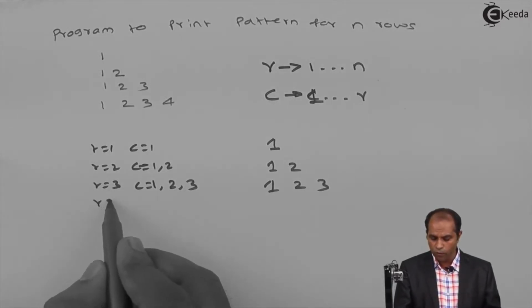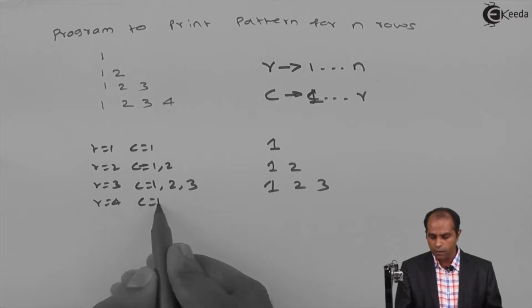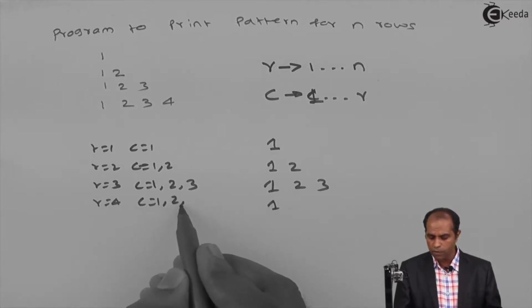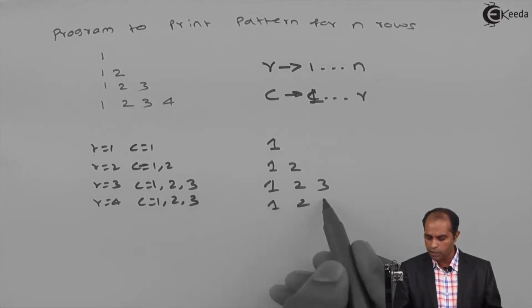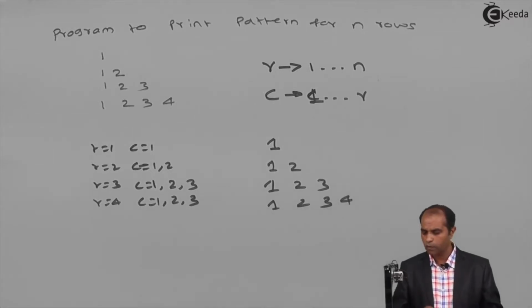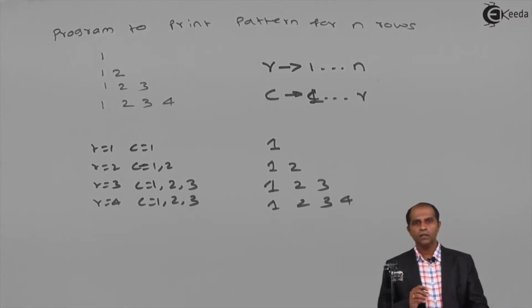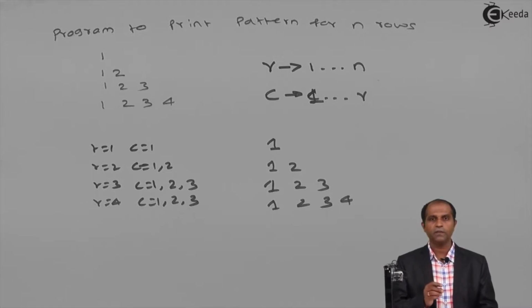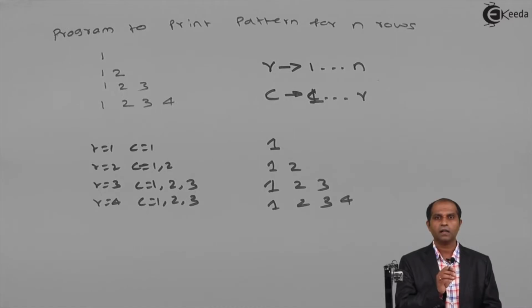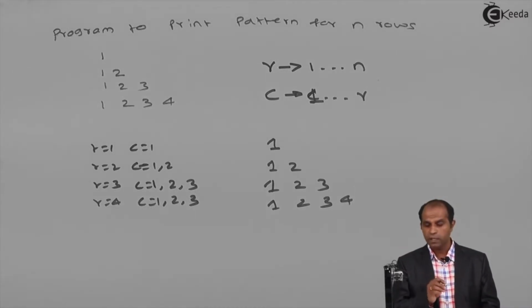When R becomes 4, again C is set with 1, print 1. C is set with 2, print 2. When C is set with 3, print 3. C is set with 4, print 4. So basically, do you feel that the value of C is the one which is going to be printed? Whatever might be the value of R, the value of C is the one which appears on the screen. Hence, C has to be printed on the screen.